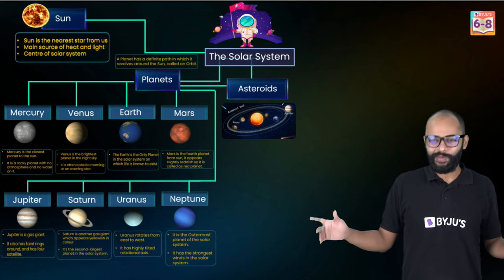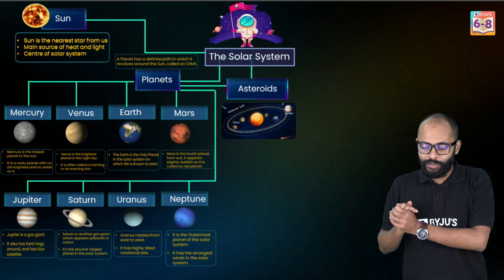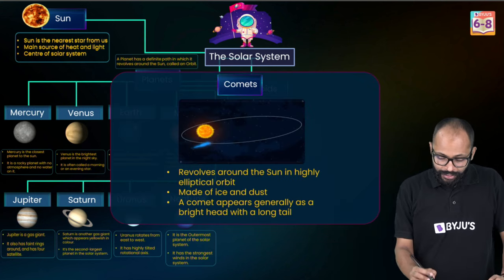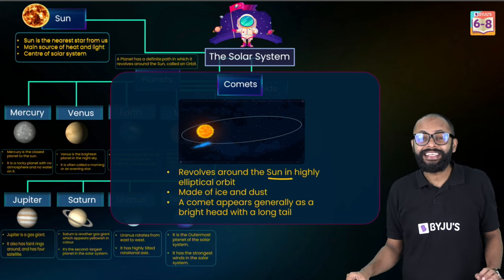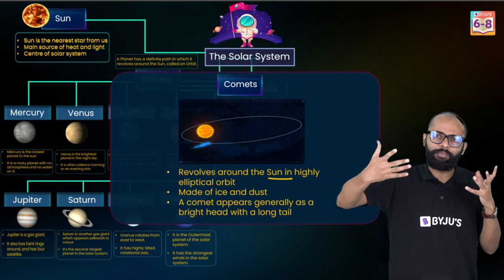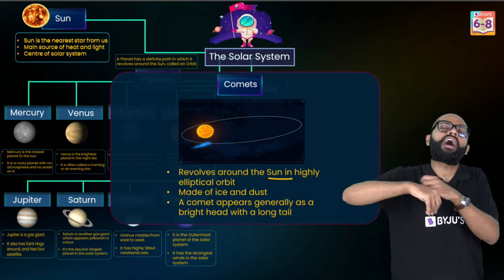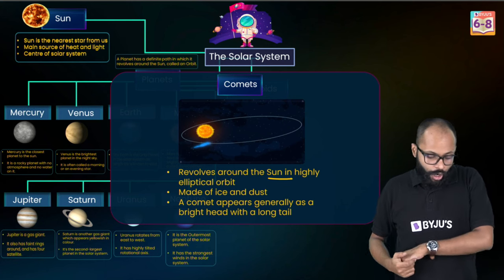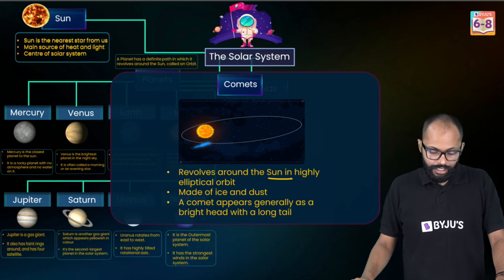Dhoomketu. Yes, Dhoomketu. What is a Dhoomketu? Think about it. Dhoomketus are comets. They revolve around the sun in highly elliptical orbits. The orbits are highly elliptical. Like planets also have slightly elliptical, but these are highly elliptical. They are made up of ice and dust. A comet appears generally as a bright head with a long tail.